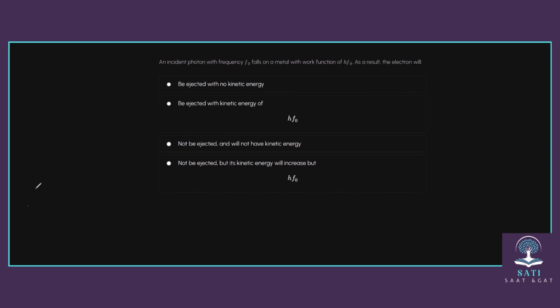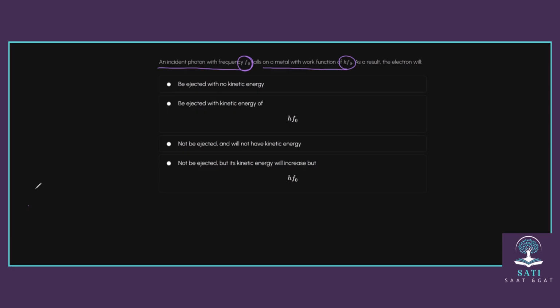An incident photon with frequency f naught falls on a metal with work function h f naught. As a result, the electron will what? So the incident photon now has this frequency, which is called the threshold frequency, matching the work function, which is the threshold frequency times h.